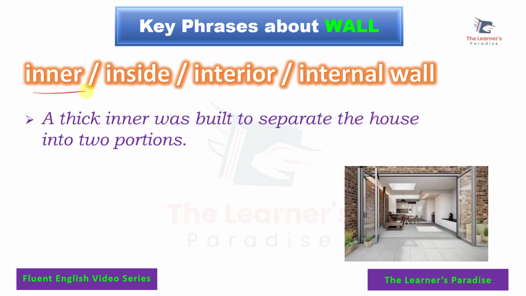Next we have inner walls or inside walls or interior wall or internal wall. All those walls that are inside your house refer to internal walls. For example, you enter your house here, these walls you can see, right? There are different walls out there. So these are all internal walls or inside walls, or you can use any of these words. A thick inner wall was built to separate the house into two portions.